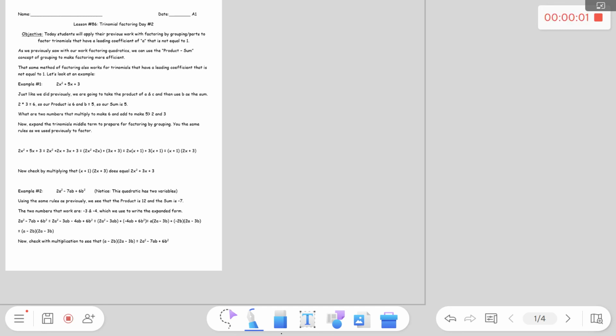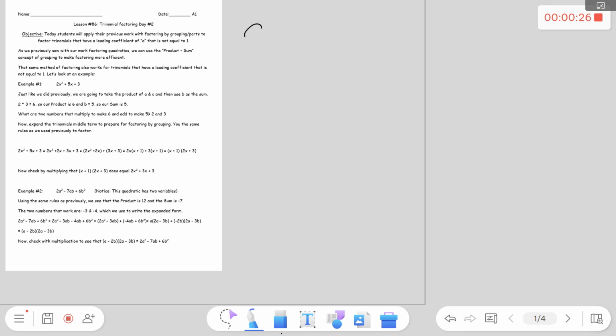Okay, ladies and gentlemen, we're talking about lesson 86 today, factoring trinomials day 2. Factoring trinomials day 2 means we're going to talk about when a is not 1. It's the exact same process we had previously. We're going to do all the same stuff we were doing in the previous lesson. The difference is that instead of it being 1 times whatever the c value is, it's going to be an a value times a c value, and we have to make sure we're taking care of that.